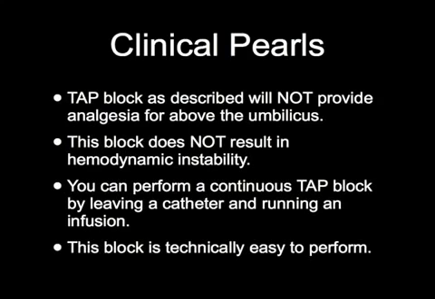Clinical pearls. The TAP block, as described, will not provide analgesia for above the umbilicus. This block does not result in hemodynamic instability, in contrast to an epidural or spinal. You can perform a continuous TAP block by leaving a catheter and running an infusion. This block is technically easy to perform.